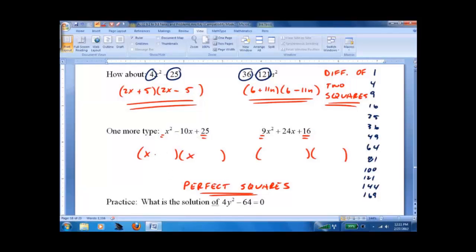Minus plus goes minus minus, 5, 5. 3x plus 4, 4. Just like always, we've got to double check. So negative 5 plus negative 5 is negative 10. This one you have to do the outside and the inside. 3 times 4 is 12. 4 times 3 is 12. 12 plus 12 is 24. So it works. That's called a perfect square.